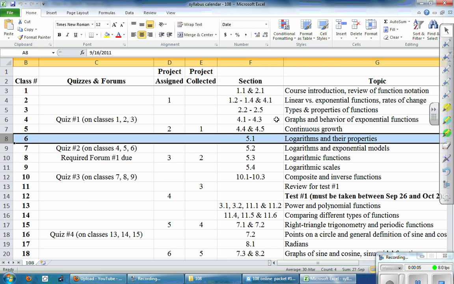Hello and welcome back. Today we're going to cover section 5.1, logarithms and their properties.